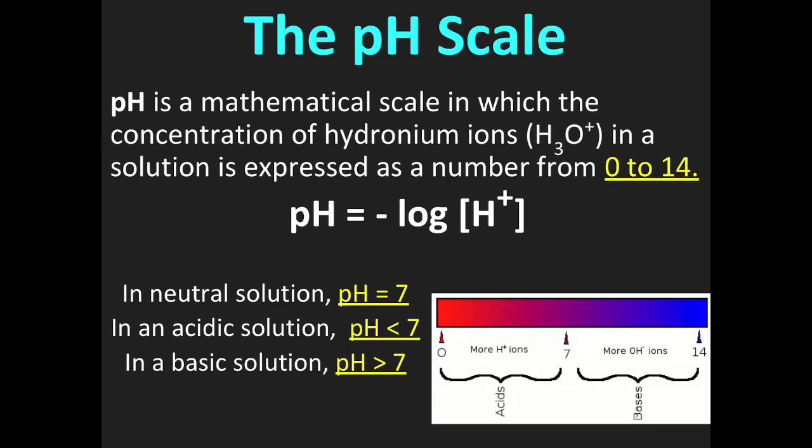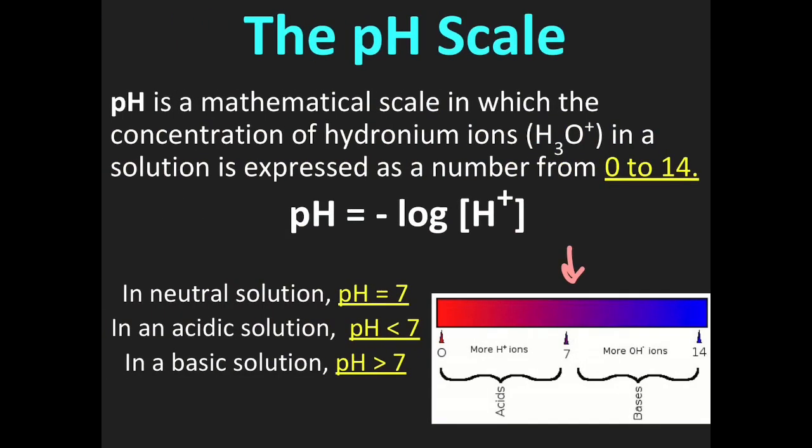So a little bit more about the pH scale. It's a scale that shows you the concentration of hydronium ions. It's expressed 0 to 14. As we know, less than 7 is acidic, higher than 7 is basic, and neutral will be right in the middle. So here's a good image that kind of shows you how that pH scale works.